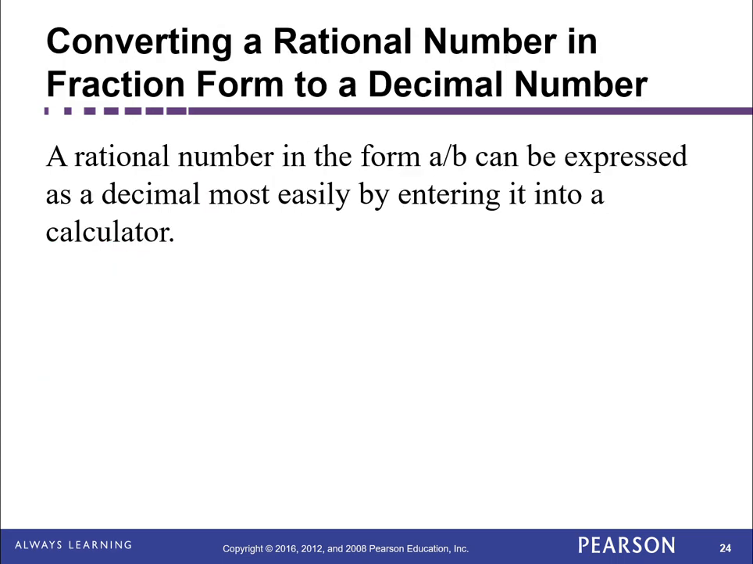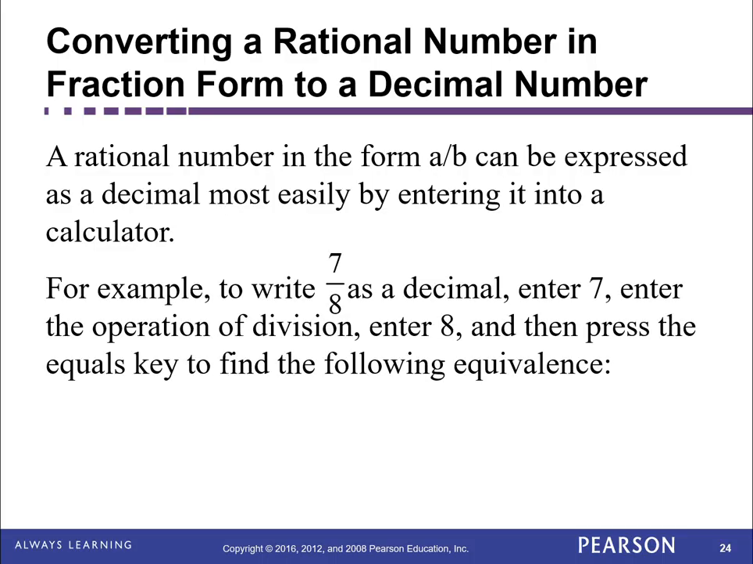Now, let's convert a rational number in fraction form to a decimal number. A rational number in the form a over b can be expressed as a decimal most easily by entering it into a calculator, which we have the ability to do.